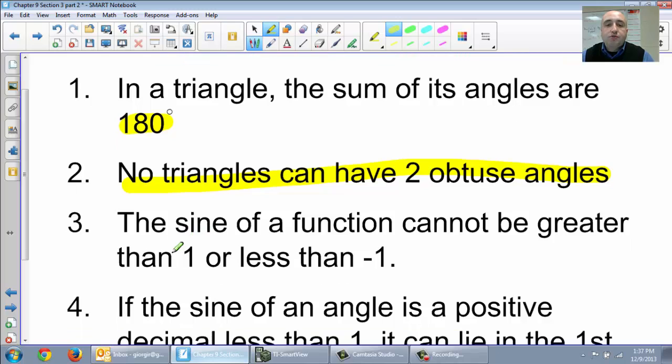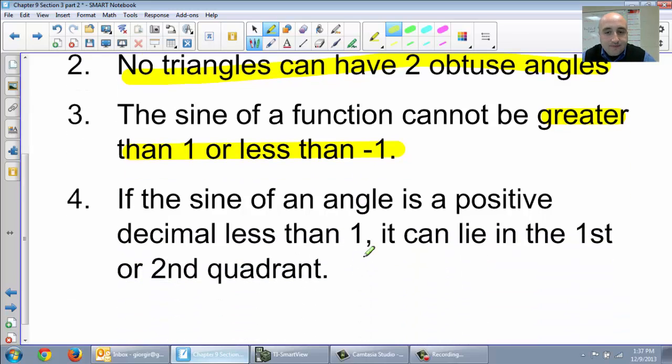And this is from Algebra 2, the trig section, that you'll probably remember. The sine of a function, we're only talking about sine, cannot be greater than 1 or less than -1. The sine of a function cannot be greater than 1 or less than -1. We'll go over that more in the examples.